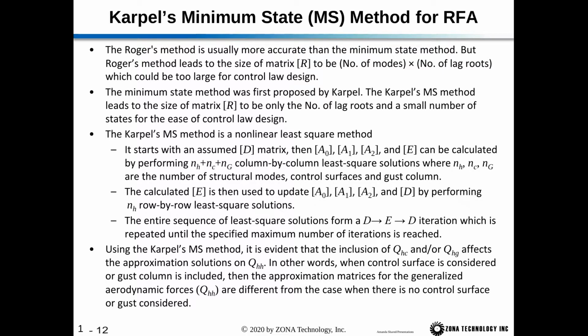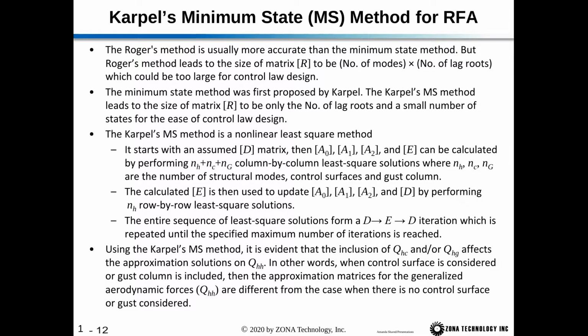It starts with an assumed D matrix, and then A0, A1, A2, and E can be calculated by performing the NH plus NC plus NG column by column least square solutions, where NH, NC, and NG are the number of structure modes, control surface modes, and gust columns. Now the calculated E is used to update A0, A1, A2, and D by performing NH row by row least square solutions. So this entire sequence of least square solutions forms a DE iteration, which is repeated until the specified maximum number of iterations is reached.